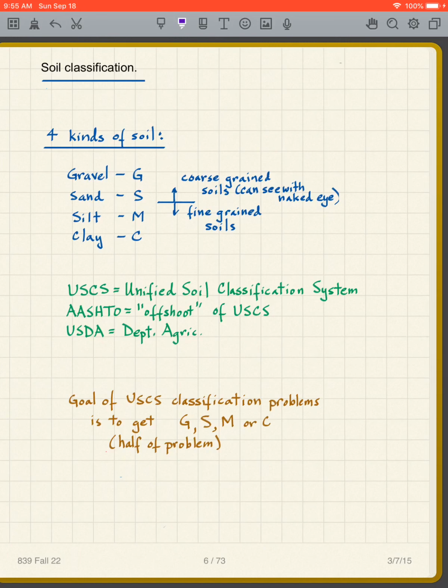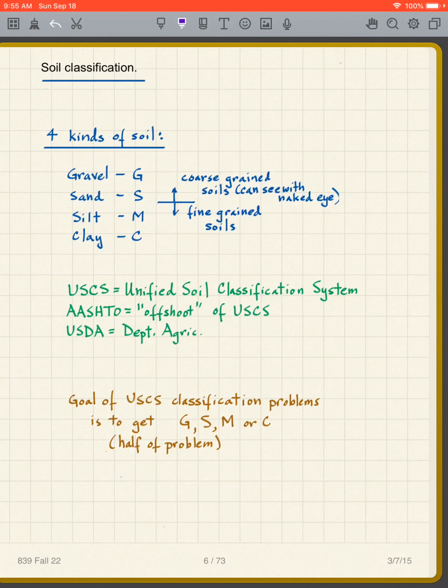Okay, so that was a quick review of that. Now I want to get into soil classifications and get us caught up on that. Remember, there are 4 kinds of soil. We have gravel, which is G, sand, which is S, silt, which is M, clay, which is C. And these two are coarse grained soils because they can be seen with the naked eye. These are fine grained soils. I cannot see a particle of silt or clay with the naked eye.